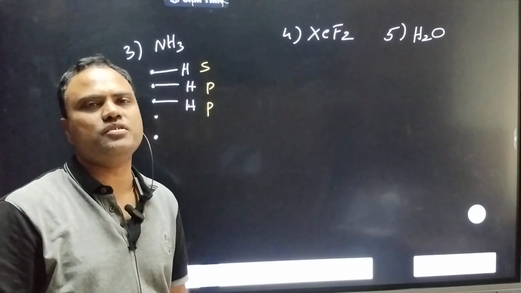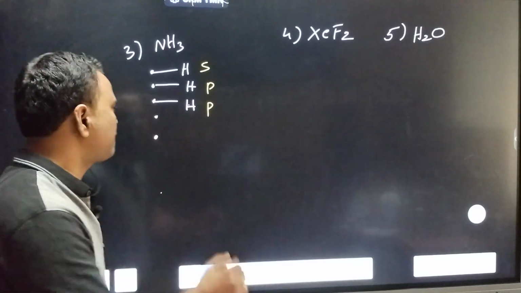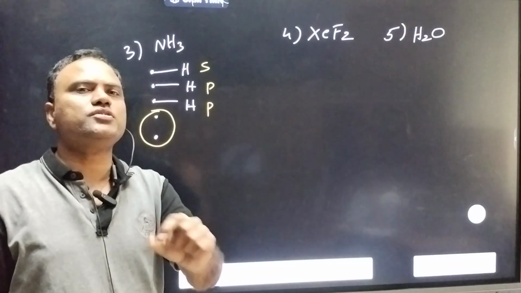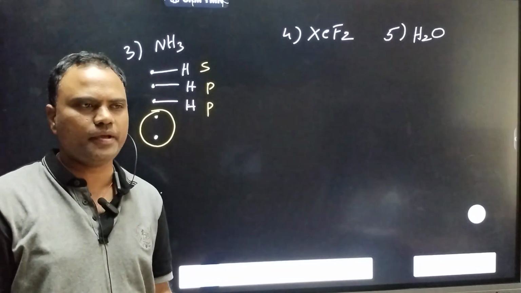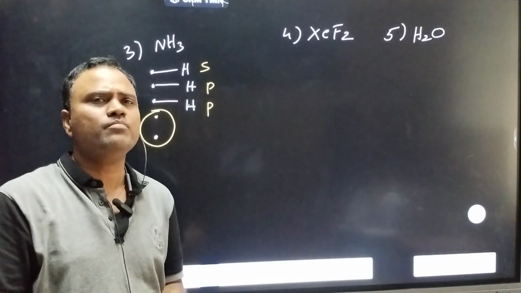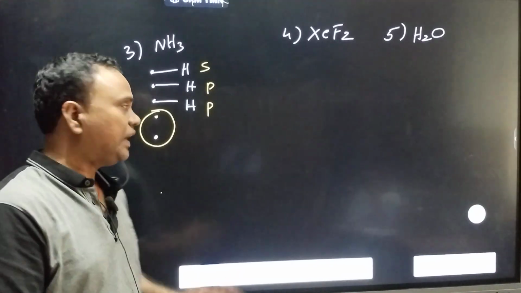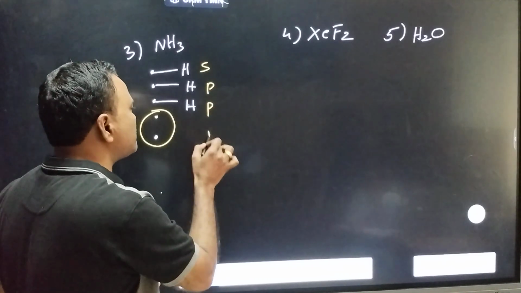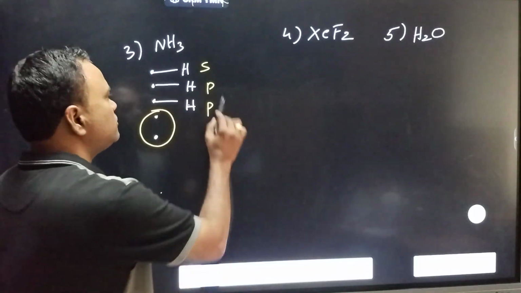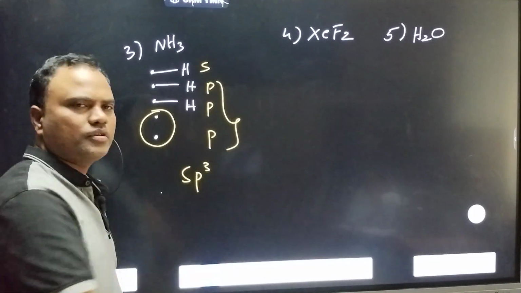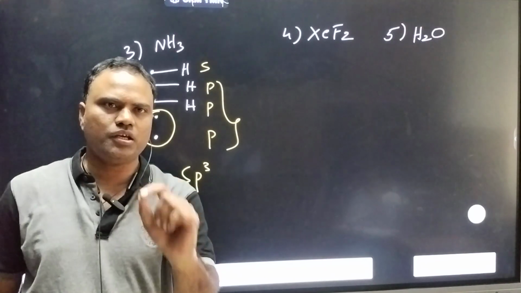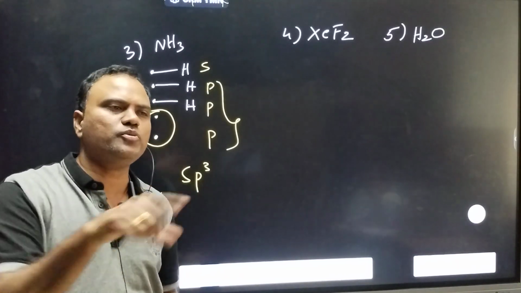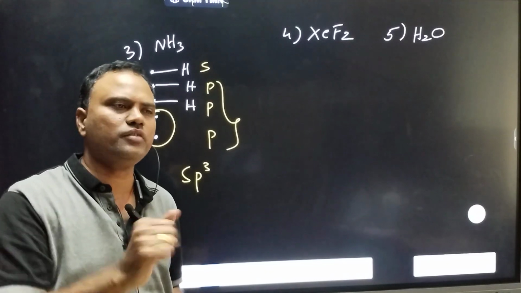If any lone pair is remaining, what do we have to do? Put one lone pair in one circle, or two electrons in one circle. If electrons remain, take two electrons and put them in one circle, and allot an orbital for that circle also. Yes, p, p for this circle also, one orbital. So sp3. If any electrons remain, take two electrons and put them in a circle, or one lone pair in one circle.